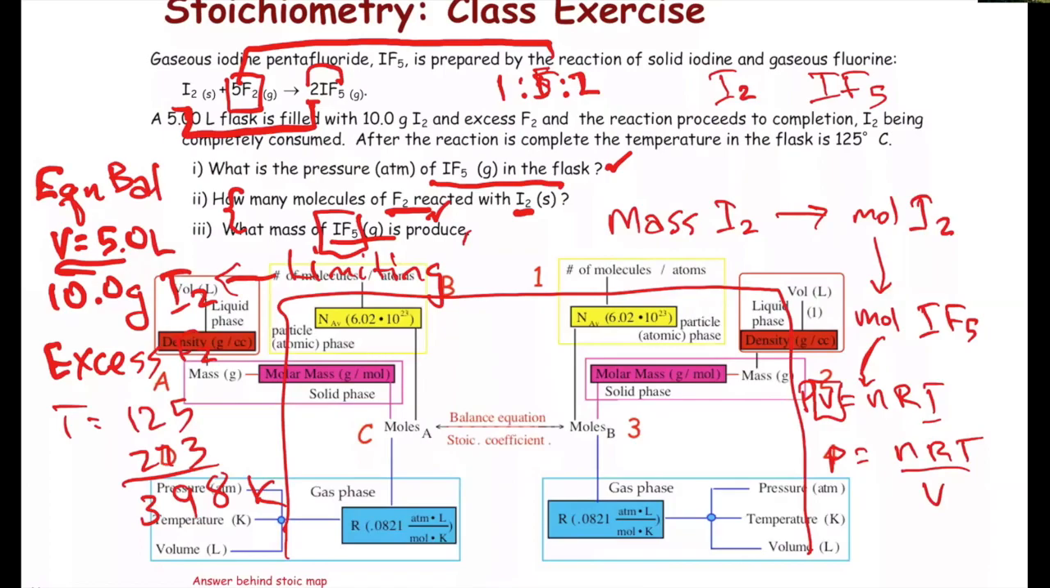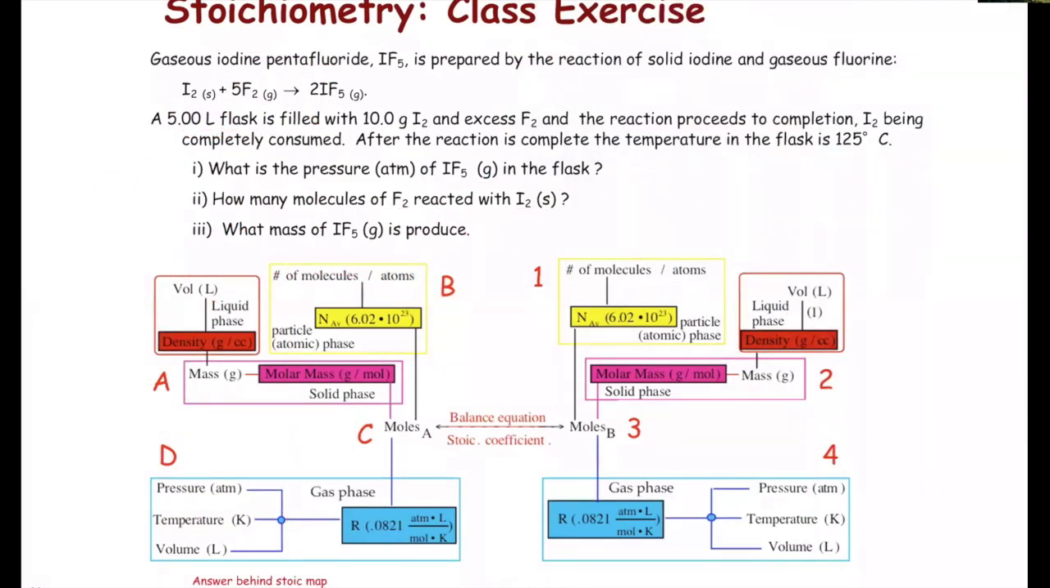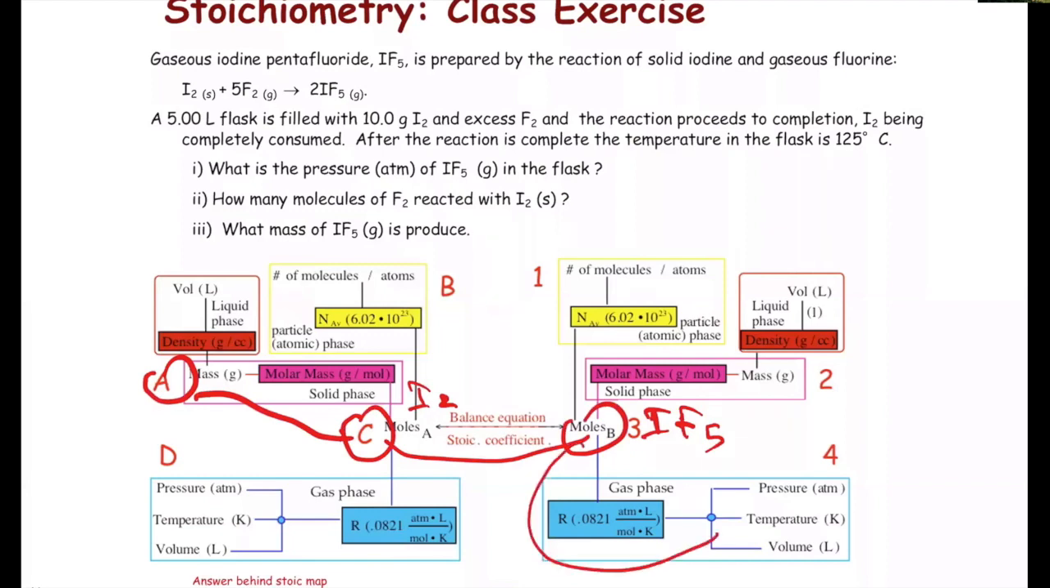Here's a strategy, by the way. Let me clear this. What we're going to be doing: the strategy is to get the mass of iodine to moles of iodine, moles of iodine to moles of IF5, and then moles of IF5 to pressure. So we're doing that path.